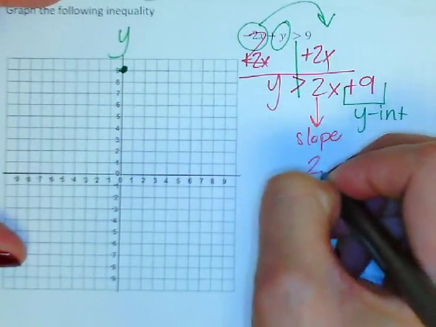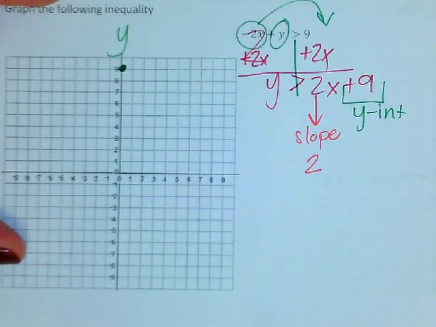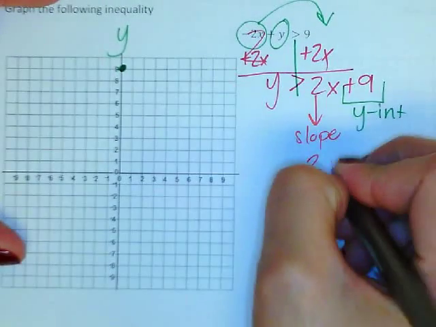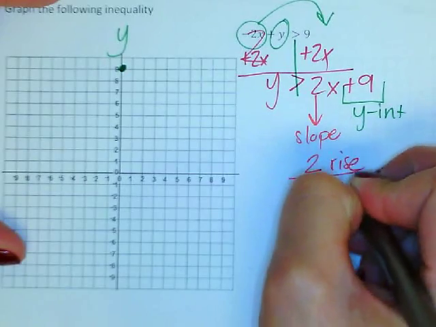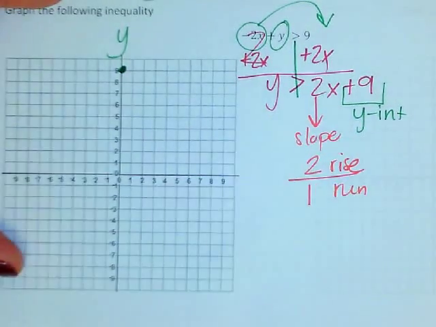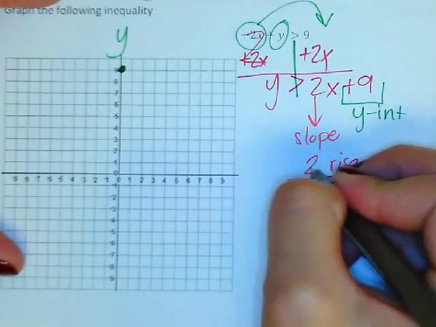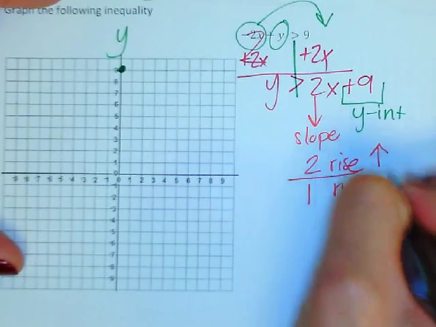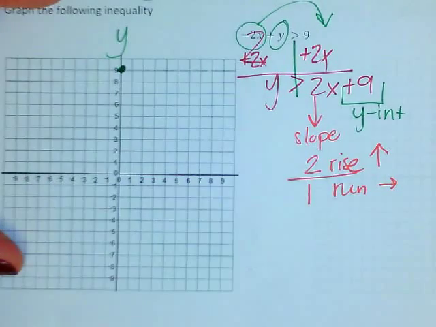The slope is 2. Because I'm going to graph it by hand, I need a fraction because I need rise over run. So this is a whole number and I don't have anything on the bottom. We put a 1 there to make it a fraction, 2 over 1. So that means both are positive, so I'm going to rise up and I'm going to run to the right.